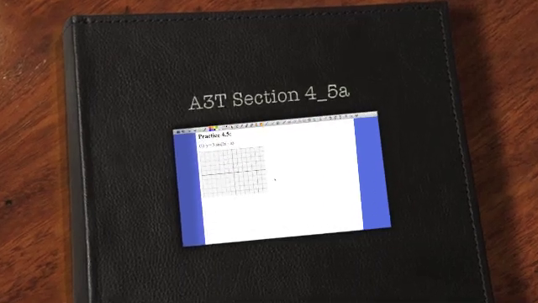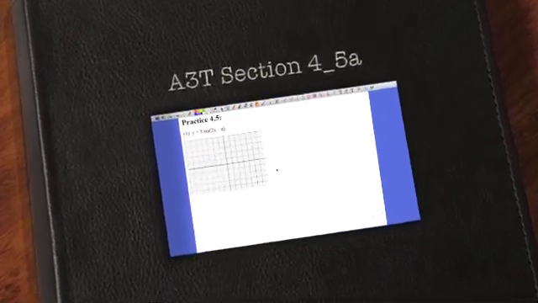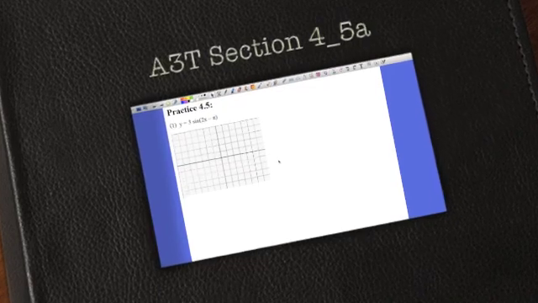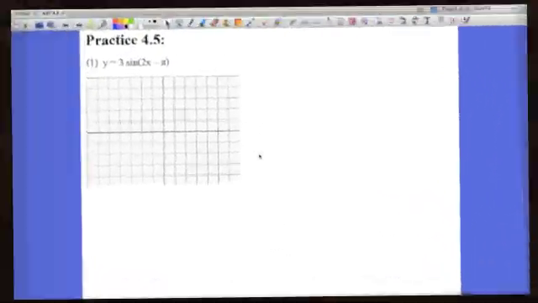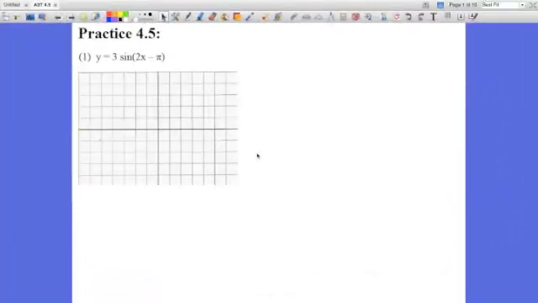Hi everyone, here's the 4.5 video you have been looking for to review graphing the sine of x, since we've been on winter break and need a nice little refresher. I will follow this with a video on graphing the cosine of x, which is our section 4.5b.